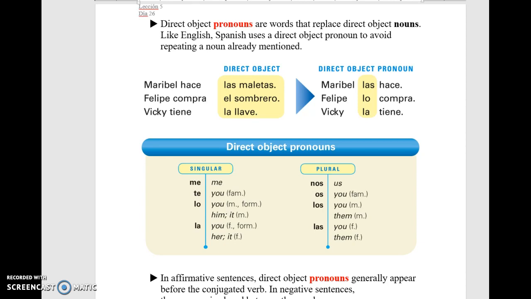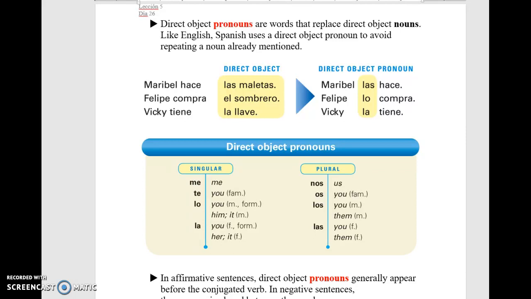Okay, so Maribel hace las maletas. Okay, we could also say Maribel las hace. Felipe compra el sombrero. Felipe lo compra. Okay, so with Maribel hace las maletas, she packs the suitcases. Or las hace, she packs them. And what is them? The suitcases. Felipe compra el sombrero, so he buys the hat. Okay, so he buys it. What is it? The hat.